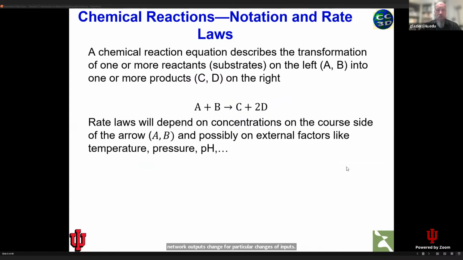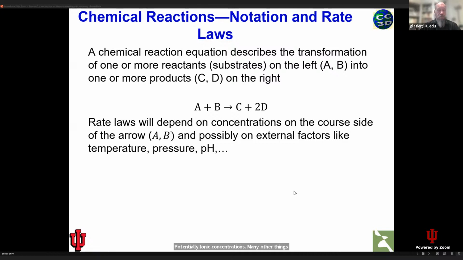We'll come back now to the very first concept, which is a chemical reaction. A chemical reaction is usually written in the form of an arrow diagram. On the left, we have two chemical components, A and B. They react, that's the arrow, to form C and two molecules of D. And so this is called the rate law. The rate of the reaction will depend on the concentration of A, the concentration of B, the temperature, the pH, the pressure, potentially ionic concentrations, many other things.